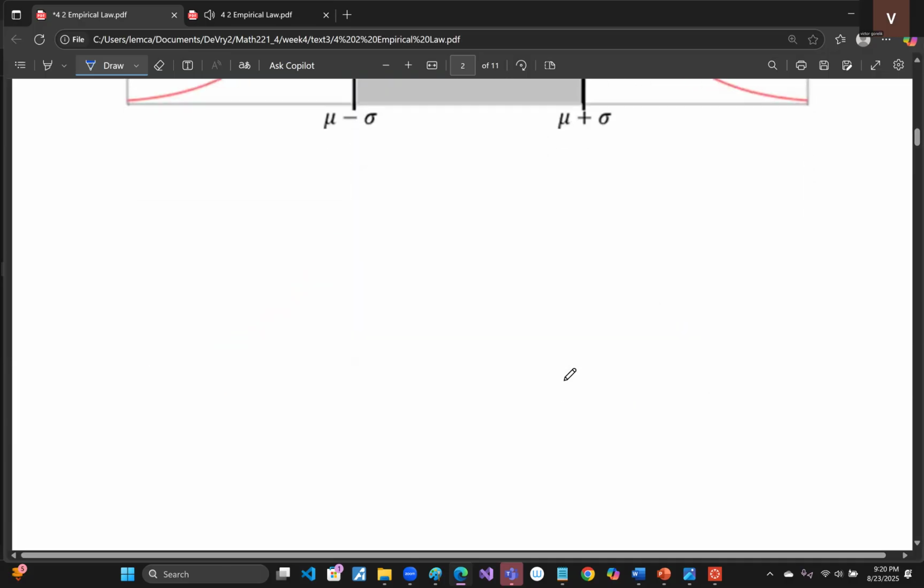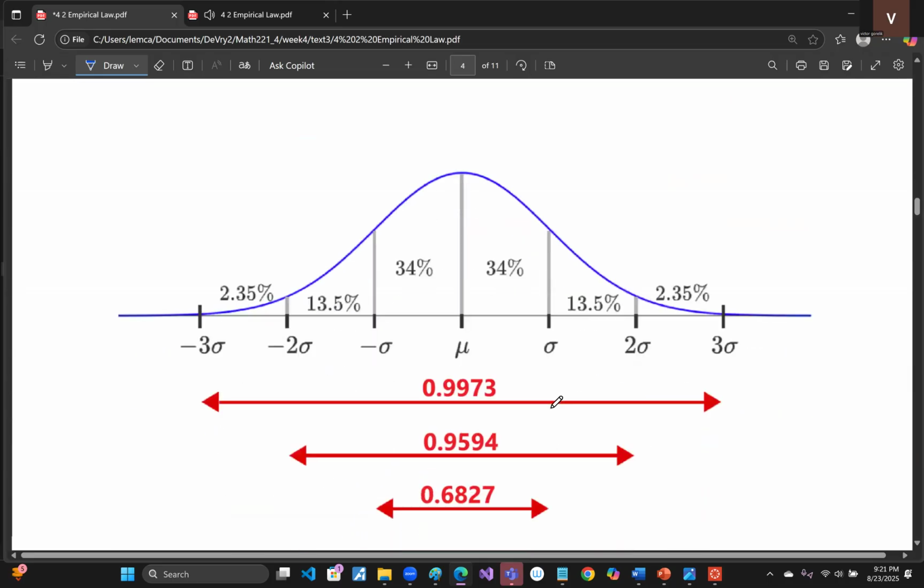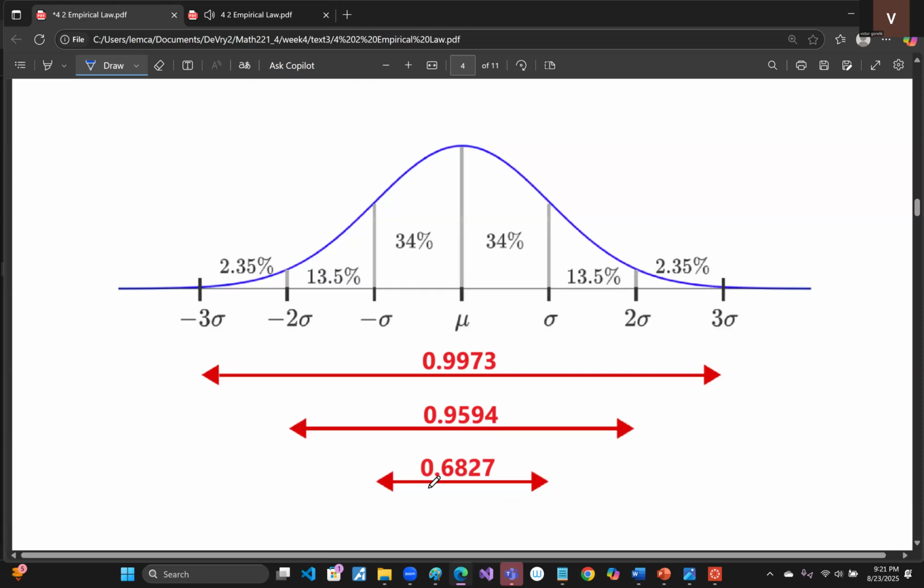For example, if mu is 5 and sigma is 2, then x1 is 3, x2 is 7, and A1,2 is 0.6827. If mu is 0 and sigma is 1, then x1 is minus 1, x2 is plus 1, and A1,2 is 0.6827 again. It is always 0.6827 for the probability of x to be in the interval mu plus or minus standard deviation. We can illustrate it in Colab 4, cell 3, as well.